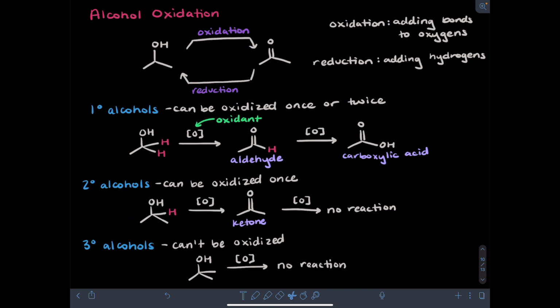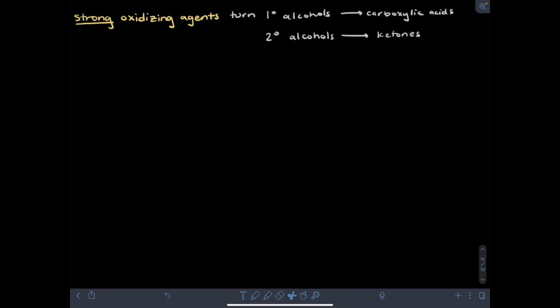And last, tertiary alcohols, where you have 3 carbon groups on the alpha position, cannot be oxidized at all. So treatment of these with an oxidant would yield no reaction. For primary alcohols especially, the strength of the oxidant is going to dictate whether you form an aldehyde product or a carboxylic acid product. A strong oxidant would convert a primary alcohol all the way into a carboxylic acid, and it would convert secondary alcohols to ketones.